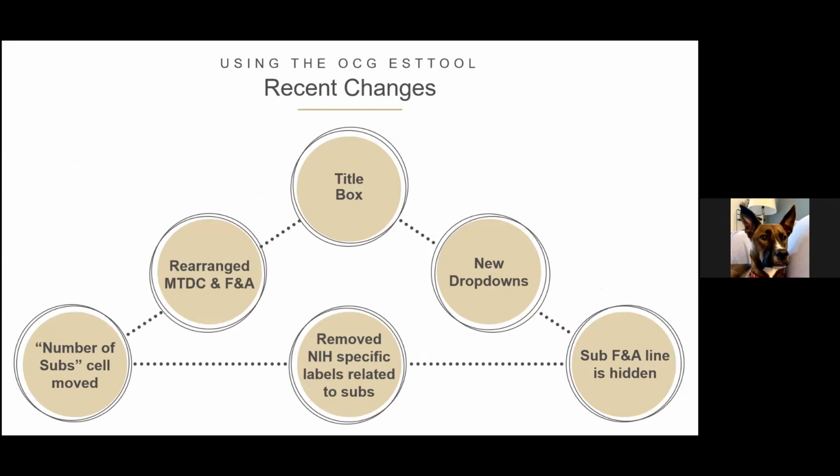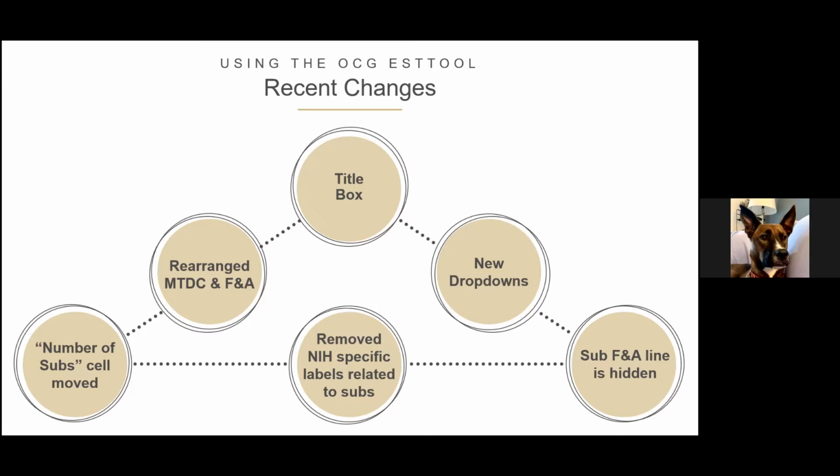We've added a couple of drop downs specifically within the indirect costs section. We'll show you those. We've hidden the sub F&A cost line and removed some of the NIH specific labels related to subs. Some of that's still there, some of it's just hidden so that hopefully it streamlines that a little bit more. We've moved the quote number of subs cell closer to where the subs are actually budgeted, just as hopefully it makes it a little more straightforward and streamlined there, and then rearranged how MTDC and F&A appear within the S tool. So here we go.